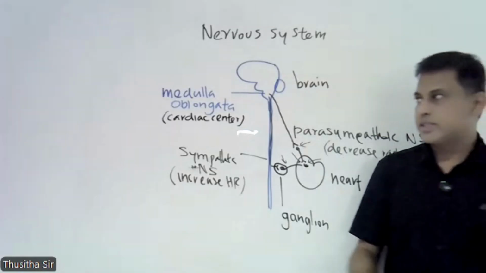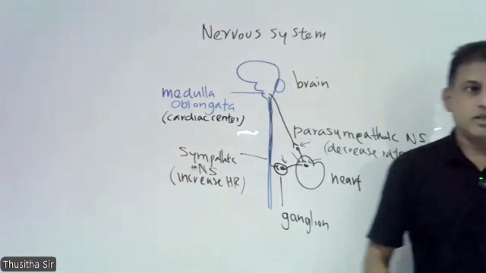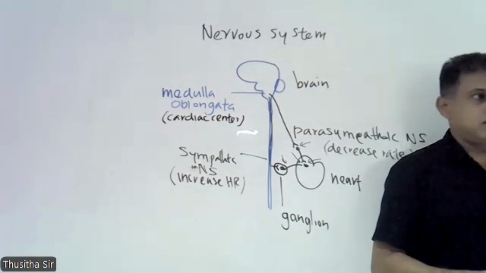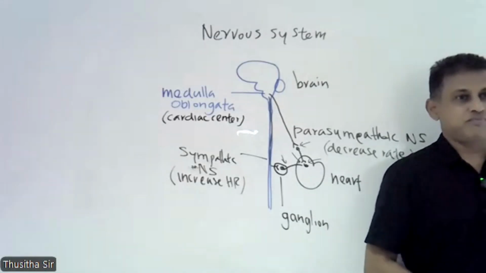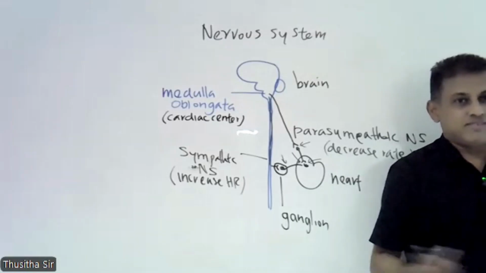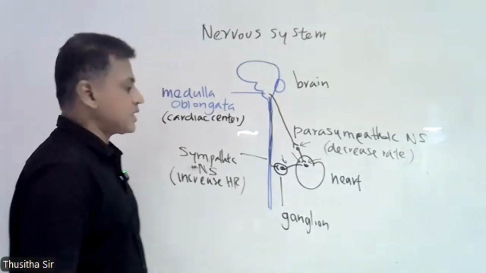So the signal should come somehow, somewhere in the body to this place to give the message: increase the heart rate a little, this person is exercising. Somehow a signal should come. So we're going to learn at least one or two things, how it works.